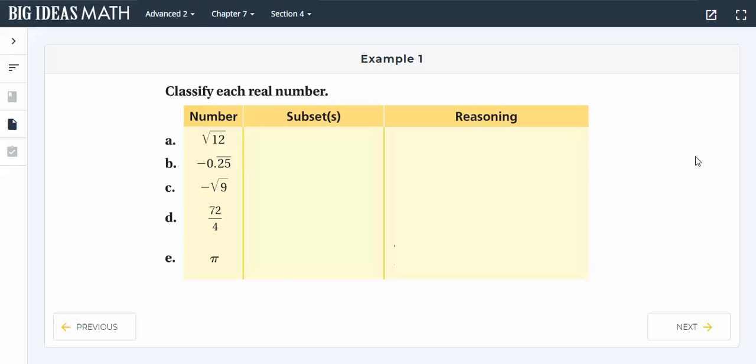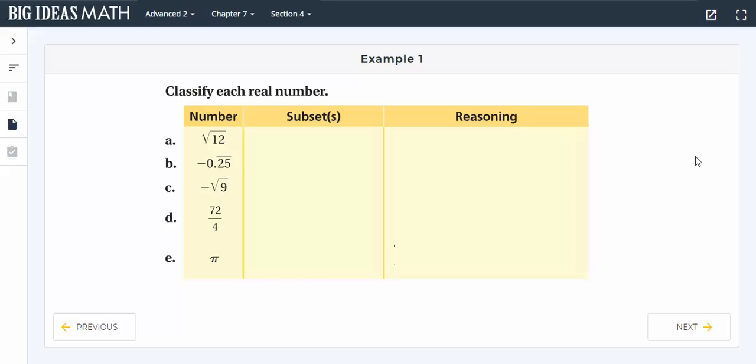Alright, hi everybody. Today we're doing example 1 from section 7.4. This section focuses on real numbers. Real numbers are rational numbers and irrational numbers together that form the set of real numbers.